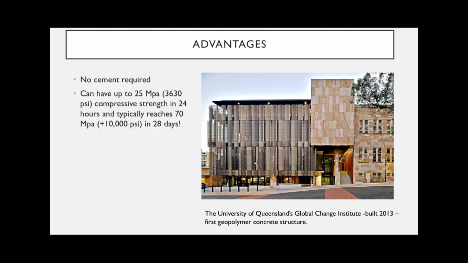But, oh, this stuff is strong. After 28 days, on average, you're getting about 10,000 psi strength, or 70 megapascals. I want you to think back. Lab tests and lab mixtures were 3,000 to 4,500 psi. So 2.5 times the strength of regular design. And high strength concrete is usually considered 6,000 to 8,000 psi.